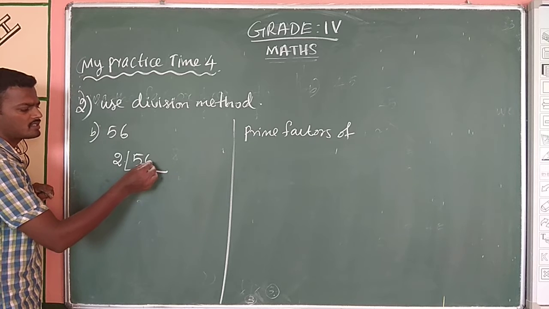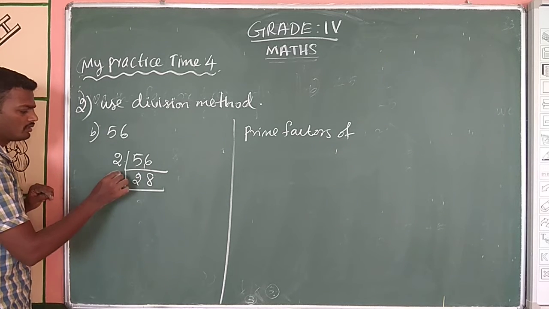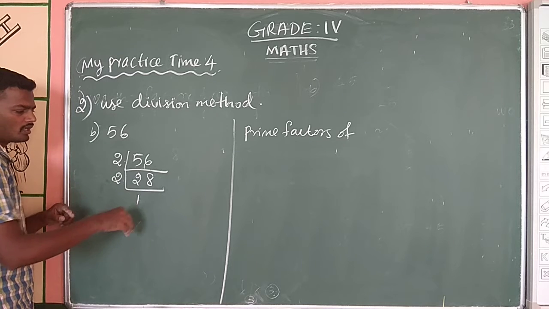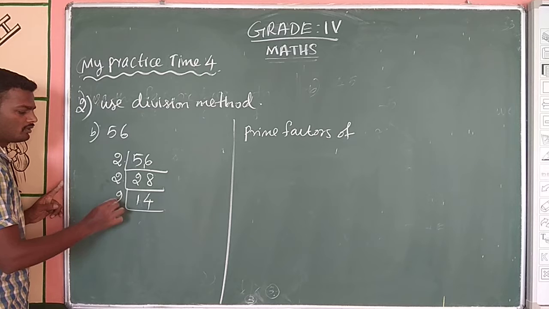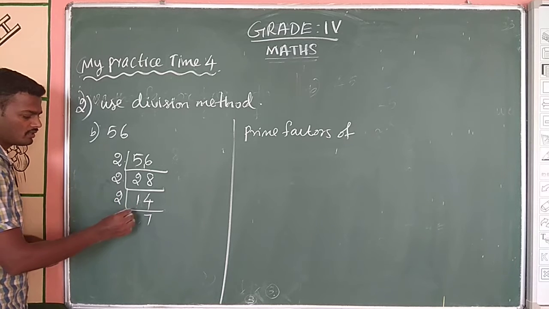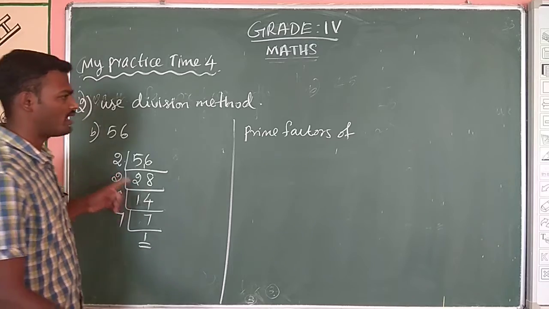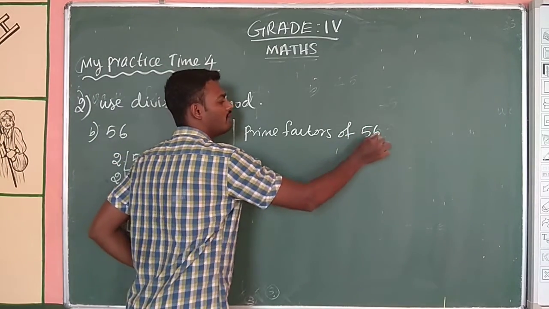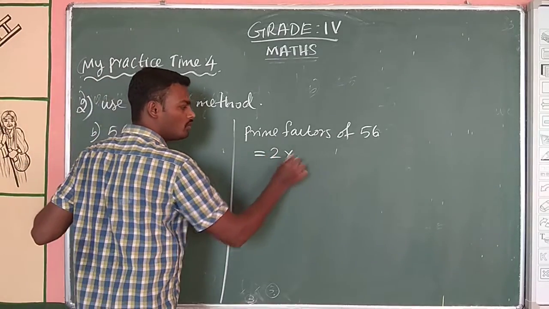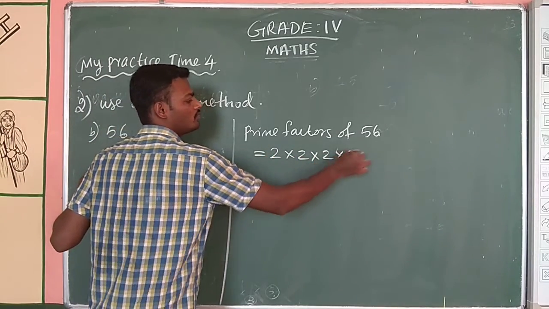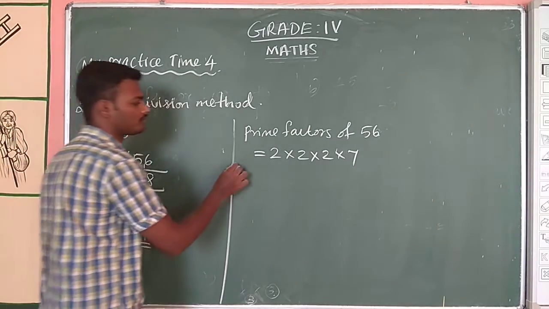28 comes in the second table 14 times. Next, in the second table, 14 comes 7 times. In the seventh table, 7 comes 1 time. So prime factors of 56 is equal to 2 into 2 into 2 into 7. So that's our next one, homework part.